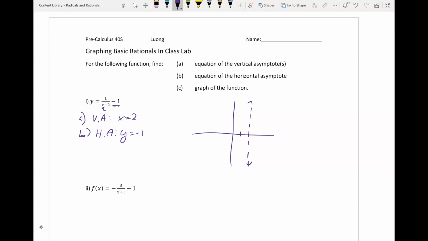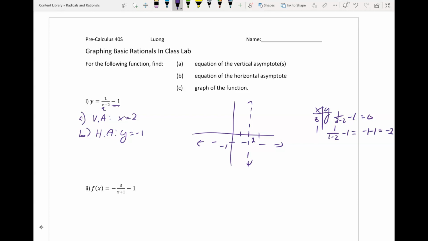So that's my vertical asymptote at x equals 2. Also need to draw a horizontal asymptote at y equals -1. And then now I'm going to find 2 points on each side of my vertical asymptote. So I'm going to pick 3, and let's just pick 1. Okay, so that's 1 over 3 minus 2 minus 1, which is 0. And then we have 1 over 1 minus 2 minus 1, which is -1 minus 1, which is -2.